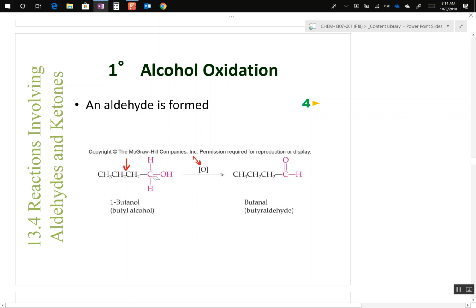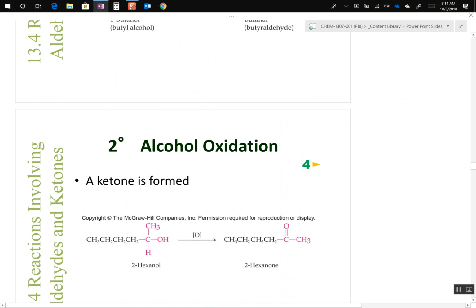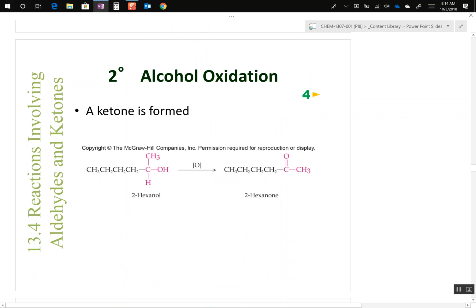So you can see that this hydrogen and this hydrogen are going to be removed. In the process of doing that, you're going to form a double bond, and you will then have an aldehyde. Okay? It's an aldehyde because it's a terminal carbonyl group. Okay, here's another example.